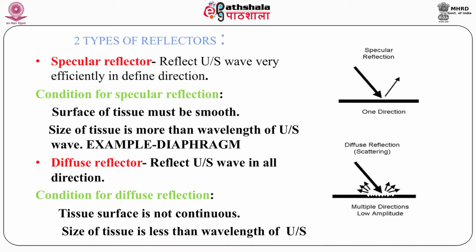Now the diffuse reflector, as you can see in this figure, reflects the ultrasound beam in all directions. This produces a low amplitude echo. The condition for a diffuse reflector is as shown in the figure: the tissue surface is not continuous, and the size of the tissue is much less than the wavelength of the ultrasound wave. So that means most of the waves are scattered, and therefore the intensity of the reflected echo is much less.